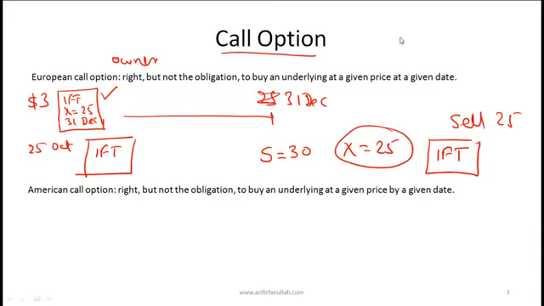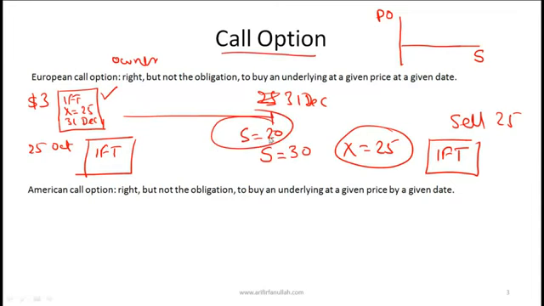This is what a payoff diagram looks like. On the x-axis, we have the stock price or the price of the underlying. In this case, since we are talking about IFT, which is our underlying stock, let's just call this S, the stock price. And then on the y-axis, we basically show the payoff. The idea is this, and this is a payoff diagram at maturity. Had the stock price at maturity been 20, then you would not exercise the option. Why?